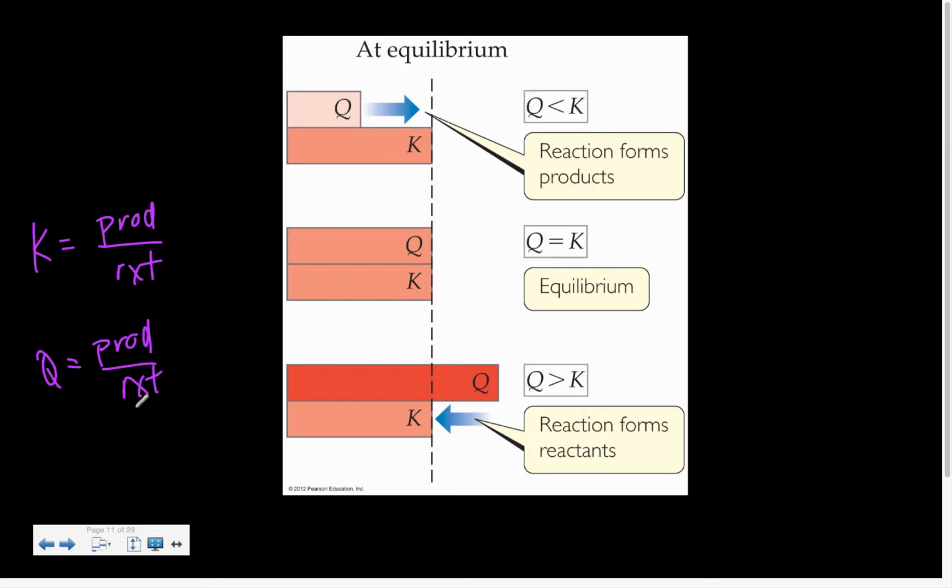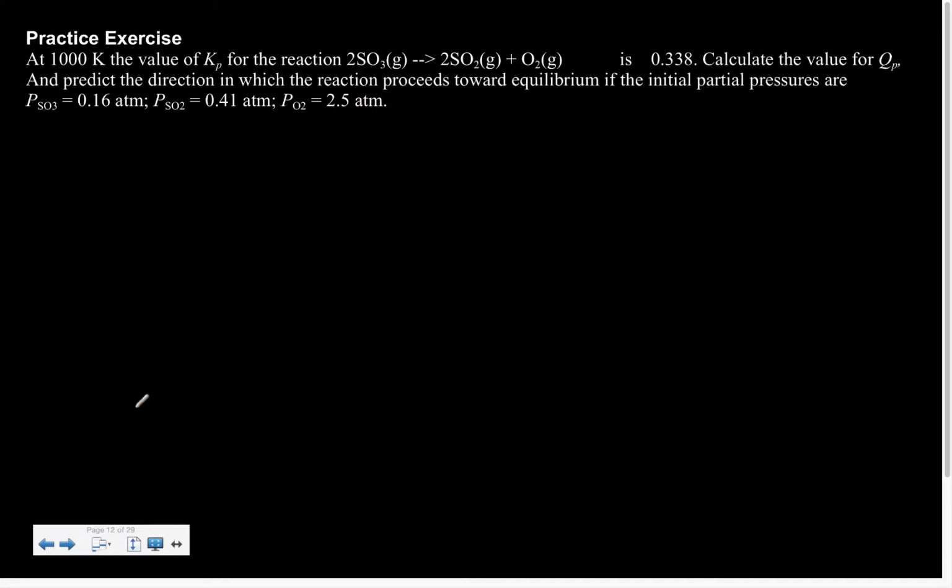It's really logical if you just remember that my Q expression and my K expression are really just a relation between product and reactant, right? So then if Q is too big, how do we make it approach K? If Q is too small, how do we make it approach K? All right, next up, practice problem.